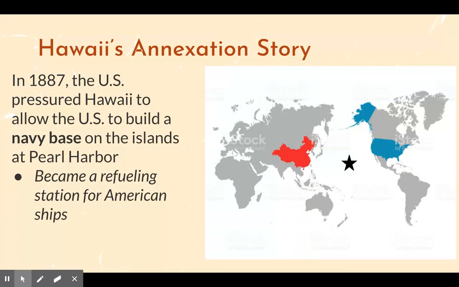Another piece to our story in Hawaii is in 1887, the United States pressured Hawaii to allow the US to build a Navy base on their island. So, you know this, right? Pearl Harbor is in Hawaii. That's where we put a Navy base. Why? Look at this map. The star is not perfect, and obviously the star is not the size of Hawaii. Guys, I just put a star where Hawaii roughly is, but look how strategic Hawaii is placed.